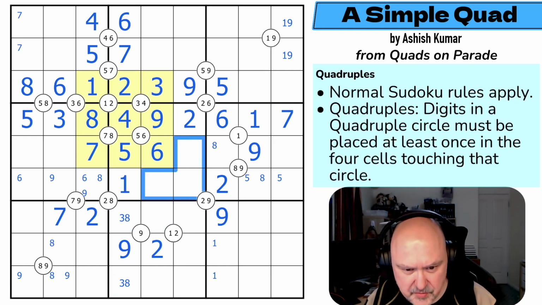This is a triple. 1, 2, 3, 7, and 8. There's no 7 there. There's no 3 there. 7.